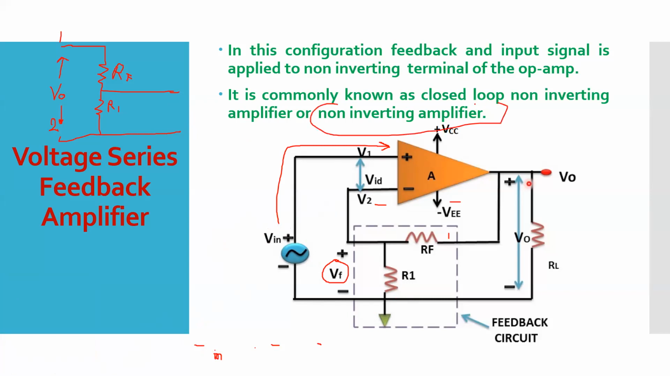You can see that already written here. So this kind of closed loop non-inverting amplifier, or simply non-inverting amplifier. So whenever you are told non-inverting amplifier, you can simply understand it is a voltage series feedback amplifier, right? In the future, we will not be calling this a voltage series feedback amplifier, but we will know this as a non-inverting amplifier. It is a voltage series feedback amplifier only.